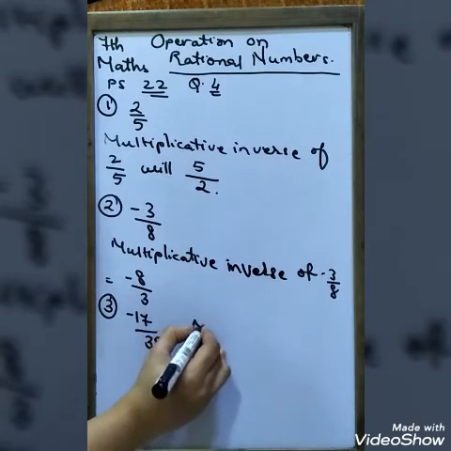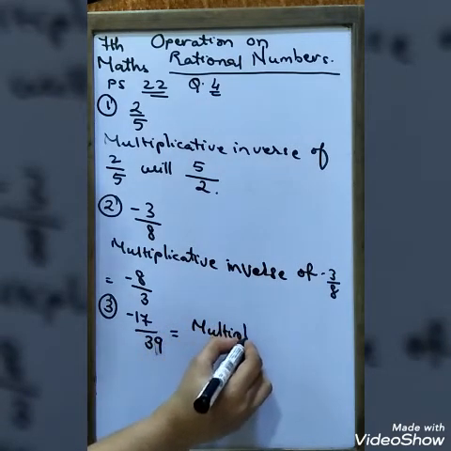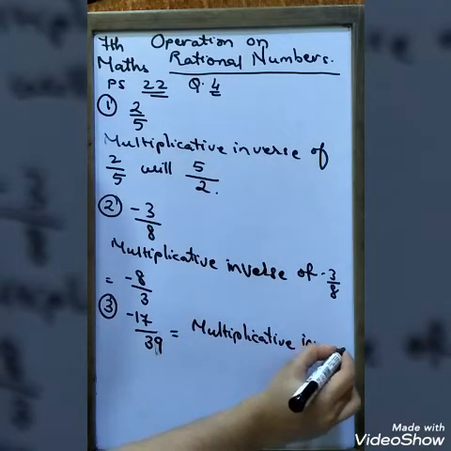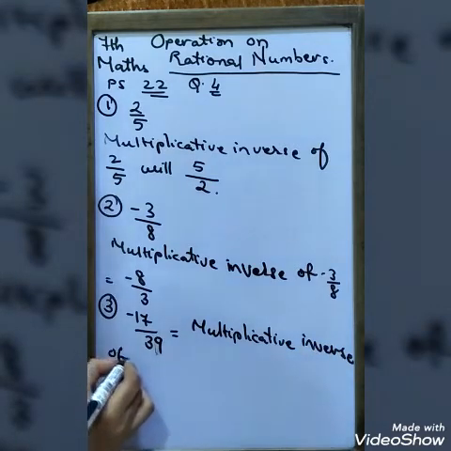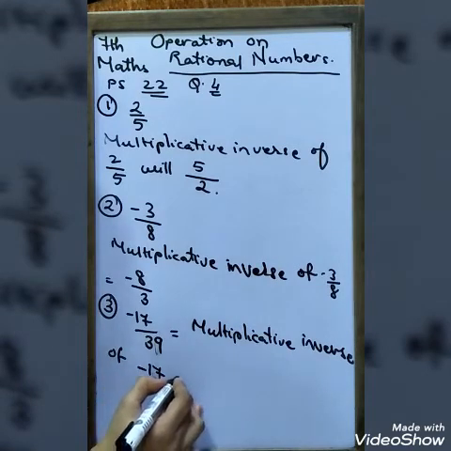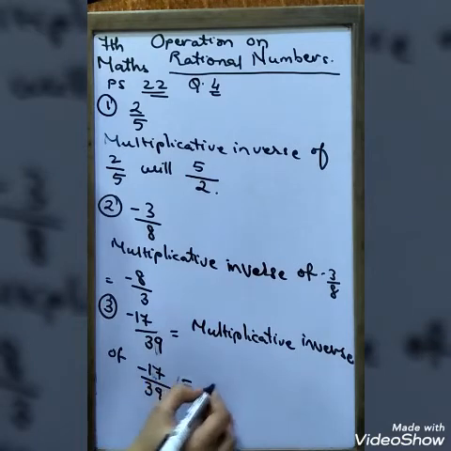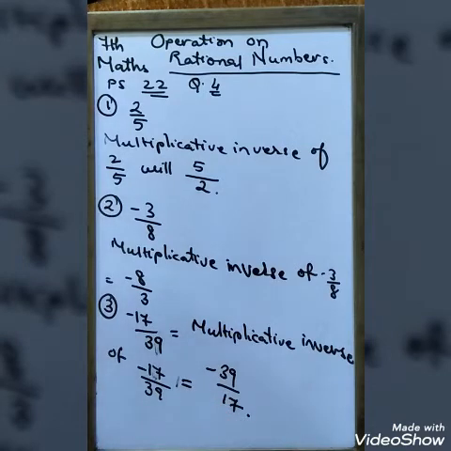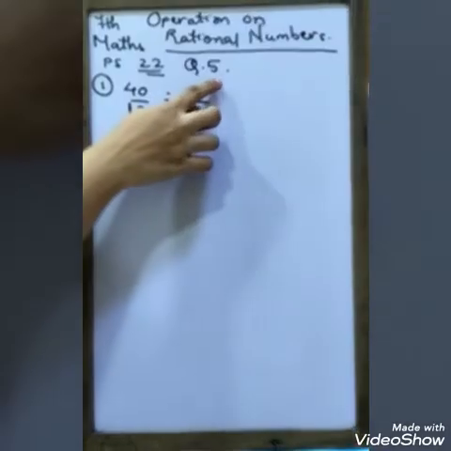So here the multiplicative inverse of -17/39 is equal to -39/17. So like that way we have done our question number 3. Now for question number 4 and the fifth one, you are supposed to do it on your own. Now here we are solving question number 5.